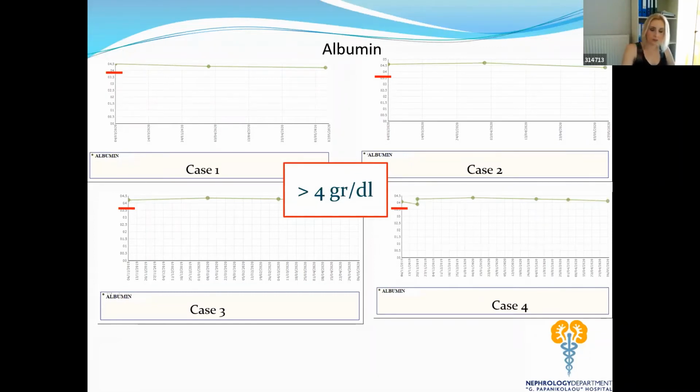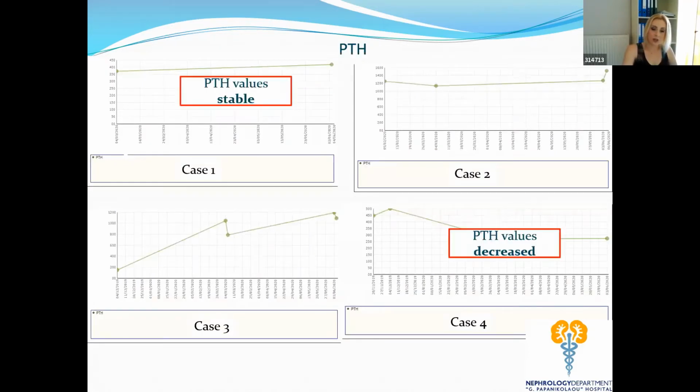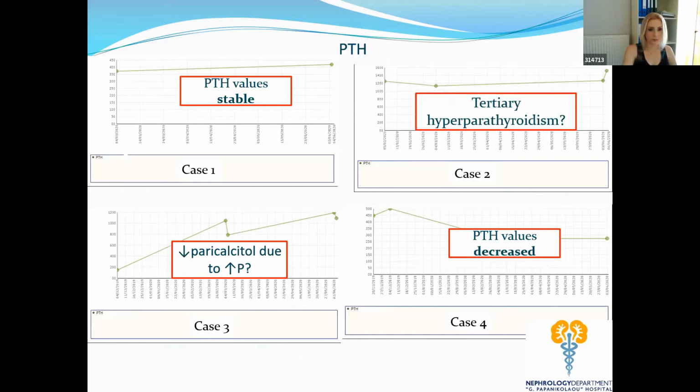In 2 of the patients, PTH values remained stable or even decreased. And for the other 2 patients, parathormone values peaked above 1,000 picograms per milliliter. One possible explanation for our 3rd patient was the reduction in paricalcitol dosage due to hyperphosphatemia. I remind you that this patient has poor compliance with dietary advice and medication dosage for phosphorus intake. And patient number 2 is being investigated for tertiary hyperparathyroidism.